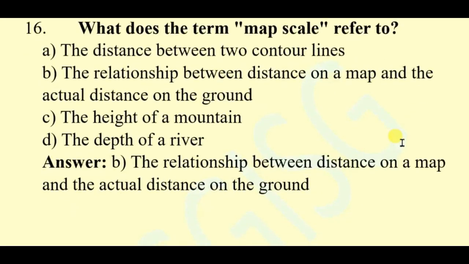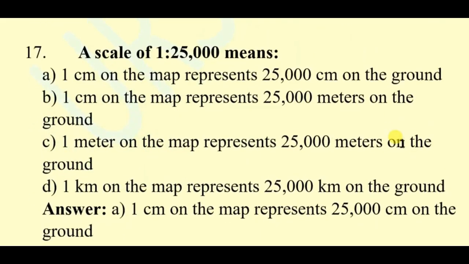Coordinate systems and scale. What does the term map scale refer to? The distance between two contour lines, the relationship between distance on a map and the actual distance on the ground, the height of a mountain, the depth of a river. Here the right answer will be the relationship between distance on a map and the actual distance on the ground.